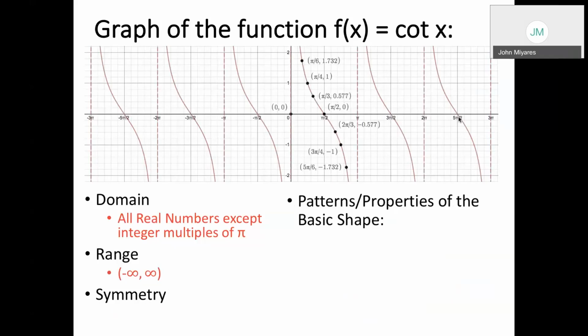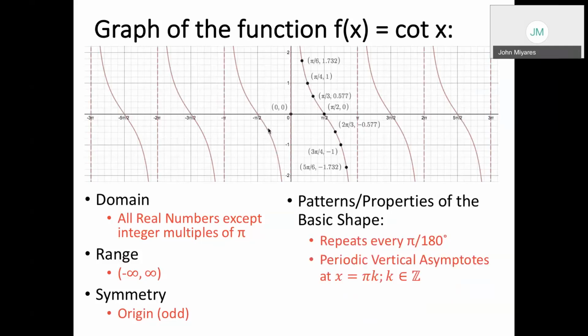As for symmetry, this function is going to be odd as there is symmetry over the origin. Even though the function doesn't go through the origin, it should be visibly clear that for every point (x, y) that is on this graph, there is a corresponding point (negative x, negative y) also on this graph. This is going to have a pattern of repeating itself just like tangent every pi radians or 180 degrees, with periodic asymptotes at the integer multiples of pi. Similarly, in a way that tangent never decreased, the cotangent function is never going to increase.